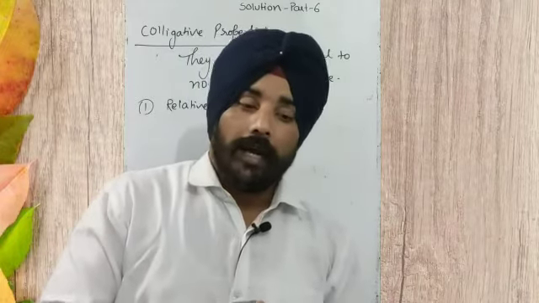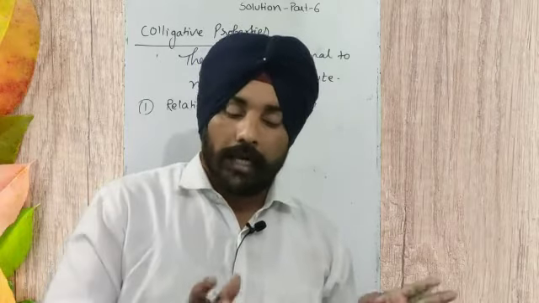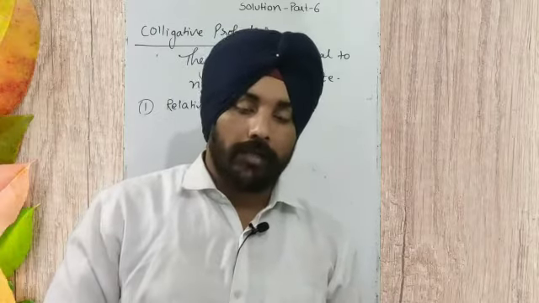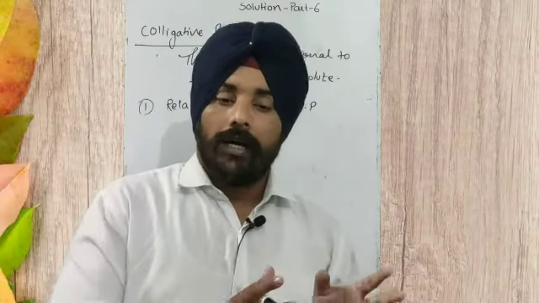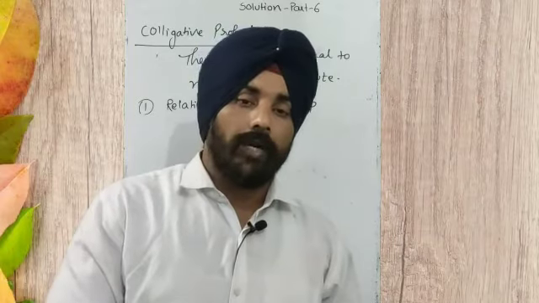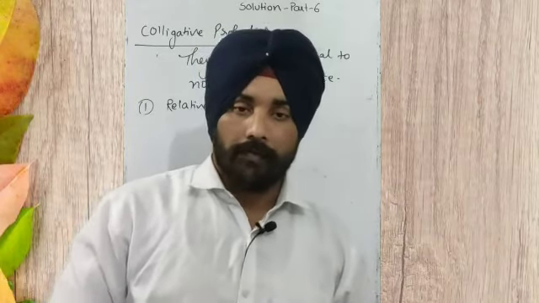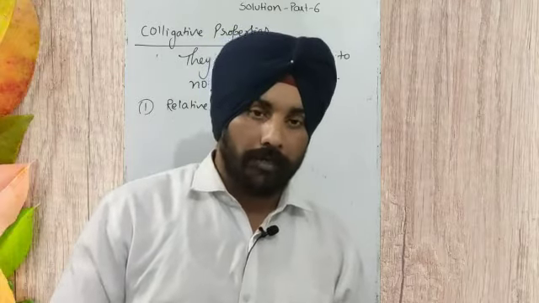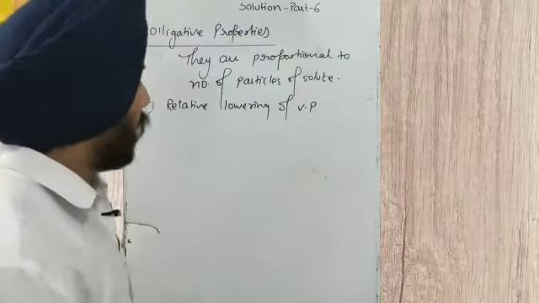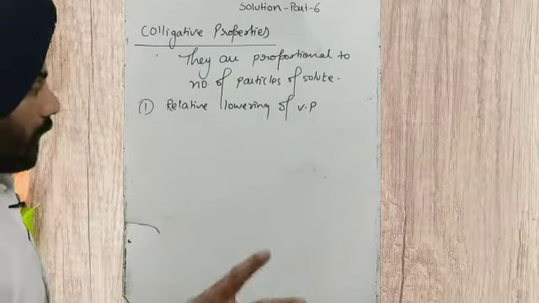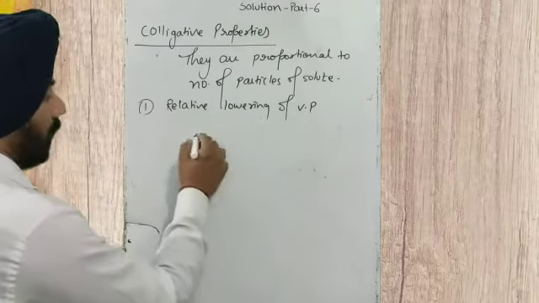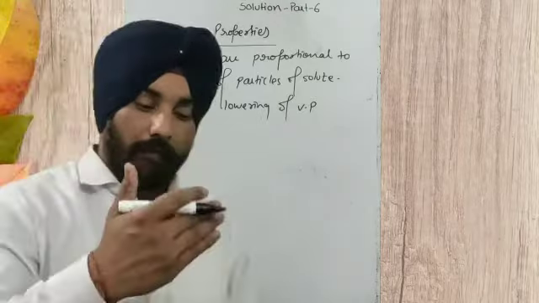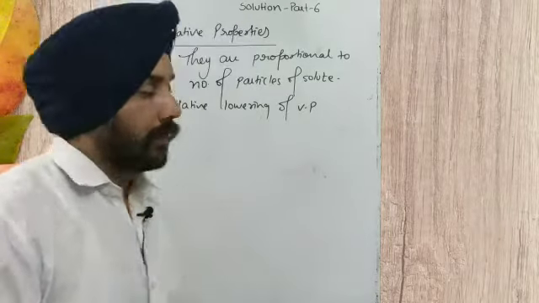As I told you in the last video, I explained how Raoult's law works for the non-volatile solute, and there I derived the equation for the relative lowering of vapor pressure. Once you see that video, I'll provide the link below in the description box. You can see the relative lowering of vapor pressure there. I'll just write the formula. Relative lowering of vapor pressure is the decrease in vapor pressure upon the vapor pressure of pure solvent.